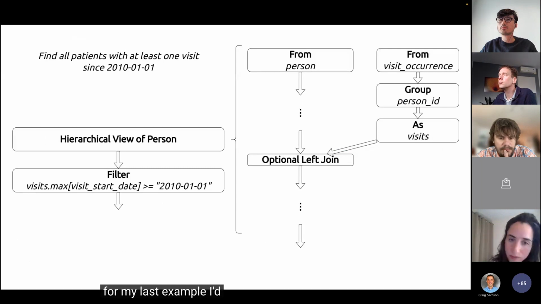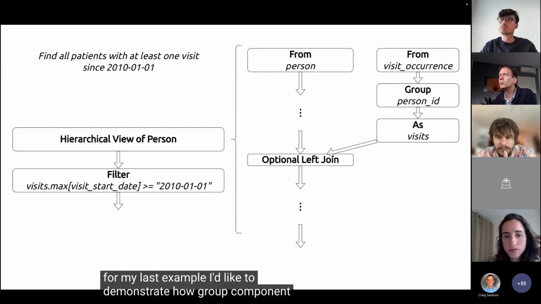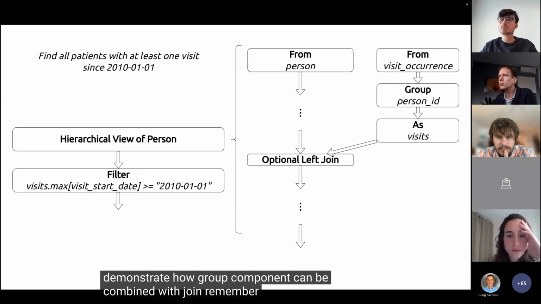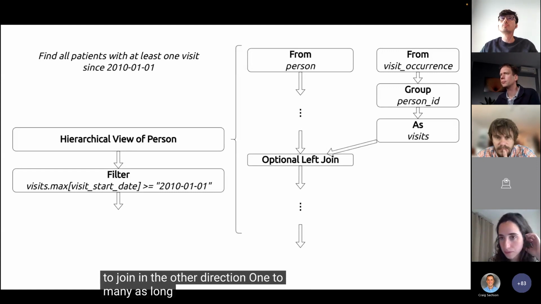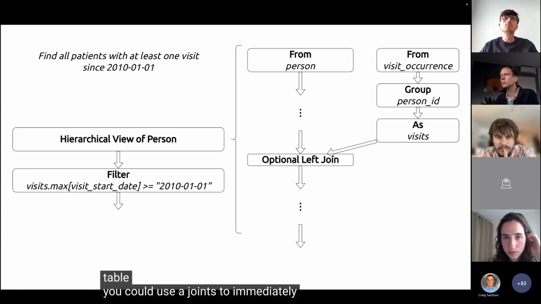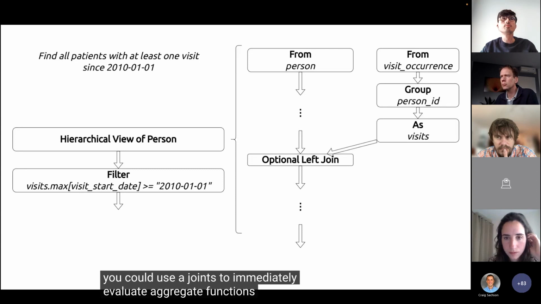For my last example, I'd like to demonstrate how the group component can be combined with join. Remember how we constructed a hierarchical view of a table by joining all its related tables with optional joins. Because this join must not change the cardinality of the output, it may appear that you could only add joins in one direction, many to one. But it is possible to join in the other direction, one to many, as long as you group the target table. You could use such joins to immediately evaluate aggregate functions.